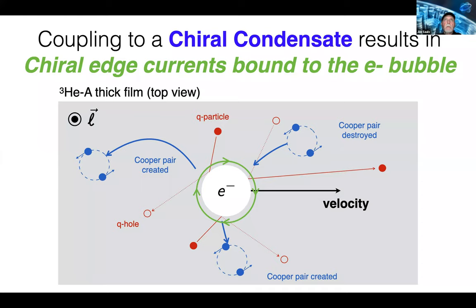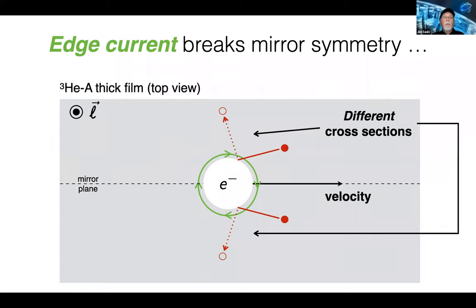And the negative energy subgap states carry unidirectional chiral edge currents bound to the bubble, shown here as this green circulating current. So the first thing that happens is the bubble not only acquires mass, but now in the A phase, it acquires an angular momentum, and it turns out to be about 100 ħ. Now the bubble, as I said before, is left-handed in a right-handed chiral vacuum and vice versa. And the edge current, as you can see here, breaks mirror symmetry. And that leads to an asymmetry in the scattering amplitude for plus or minus deflections shown here. So you get different cross sections if you're scattering against the current or with the current. And this asymmetry is the origin of the skew scattering and the transverse force.